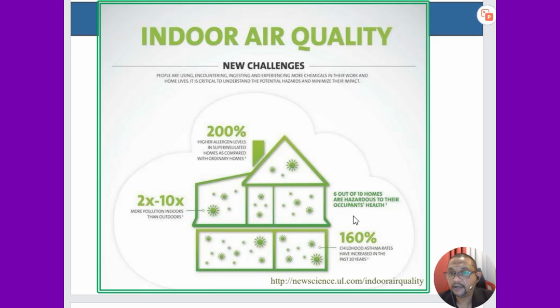6 out of 10 homes are hazardous to their occupants' health. 160% childhood asthma rates have increased in the past 20 years. Okay, this is quite dangerous. It may not look very serious, but it is a serious factor that we have to deal with.